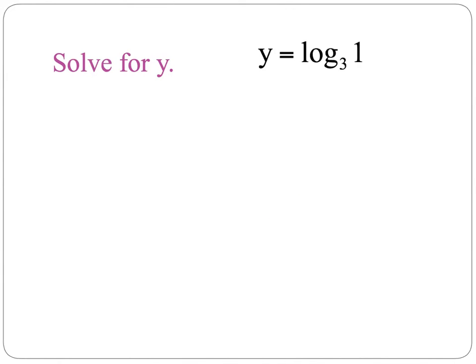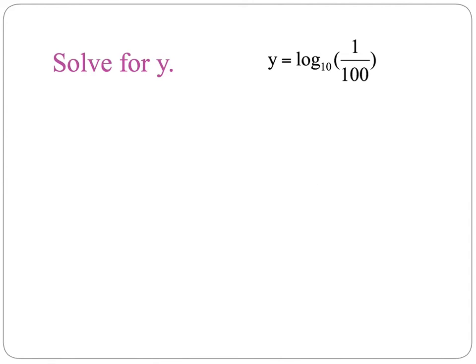This is another one of our properties. We now know that when we take the log of any base of 1, that's really asking us what power of 3 gets us 1. Well, again, any base to the 0 power will equal 1. Therefore, y here is equal to 0.